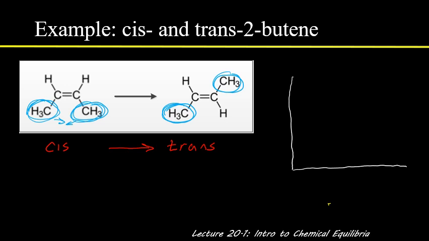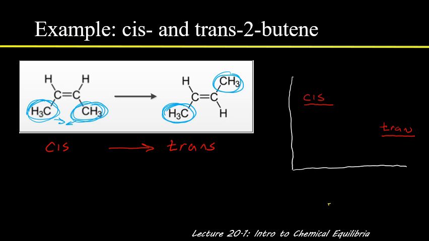So if we're going to draw an energy level diagram for this, the cis molecule would be slightly higher in energy. Remember, that means less stable. And the trans molecule would be lower in energy. That means more stable. Okay.